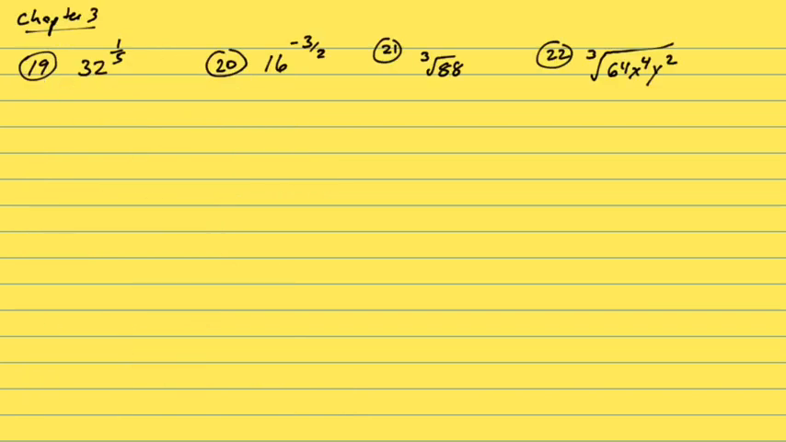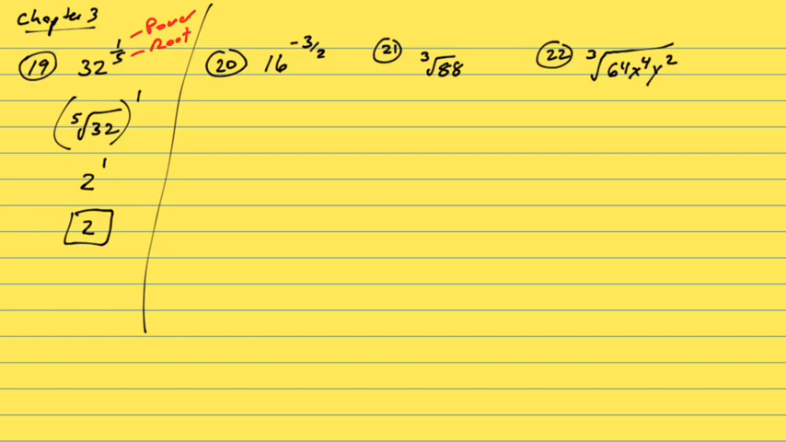19, we're doing power over root when you have fractional exponents. Again, I recommend you always do the root first. So it's the 5th root of 32 raised to the 1st. 5th root of 32, I think I may have already told you: 2 times 2 is 4, times 2 again is 8, times 2 again is 16, times 2 a 5th time is 32.